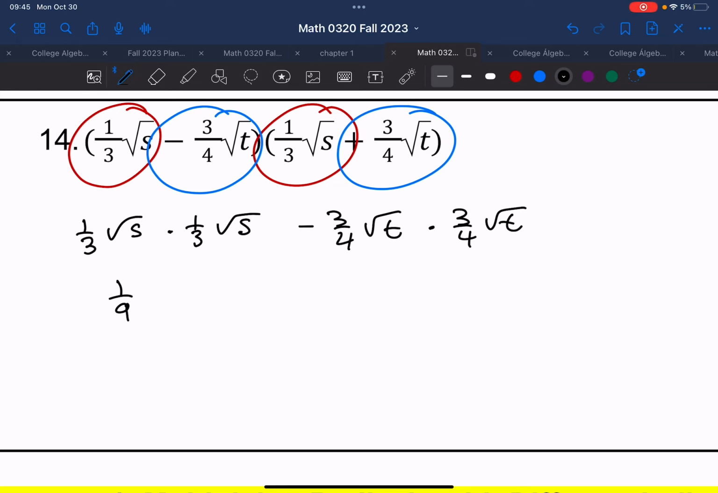Good. Square root of s squared, which reduces to s. What's negative 3/4 times 3/4? Good. Negative 9/16. And what's square root of t times square root of t? T. Can I combine these two? No, because one's an s and one's a t. So that means this is my answer.